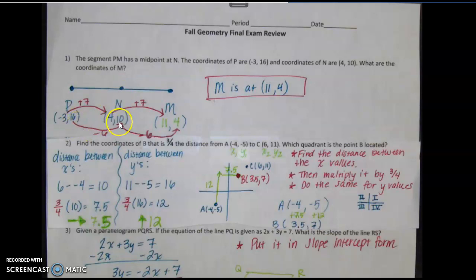I listed the points that were given to me, and then I noticed the pattern in the x values from -3 to +4, that is adding 7. In order to find the missing endpoint, I'm going to add 7 more, which is 11. From here, I noticed the pattern in the y values, 16 to 10 is a -6 pattern, so I have to -6 again, and that gives me 4. So if I'm finding that missing endpoint M, it's going to be at 11, 4.